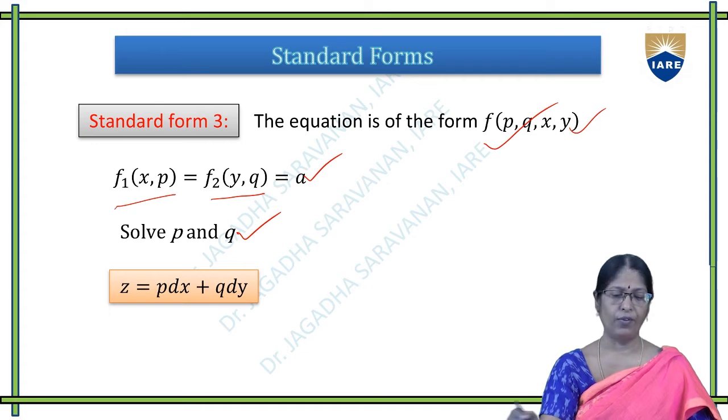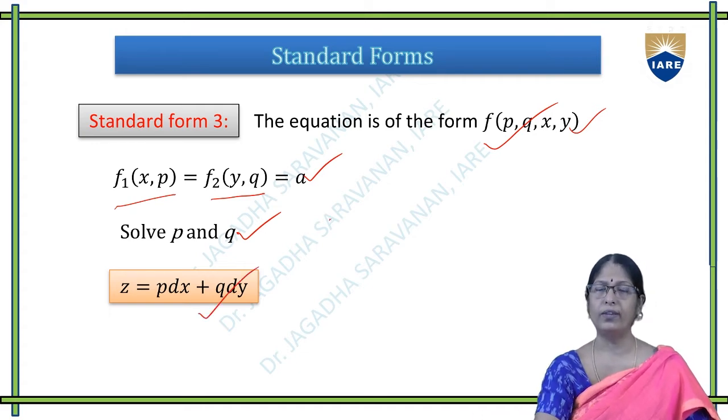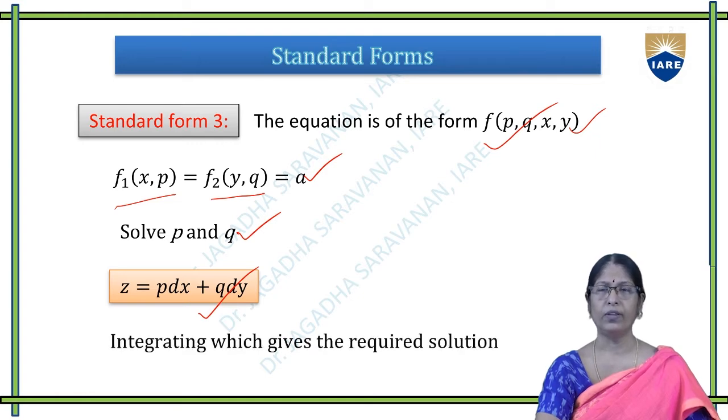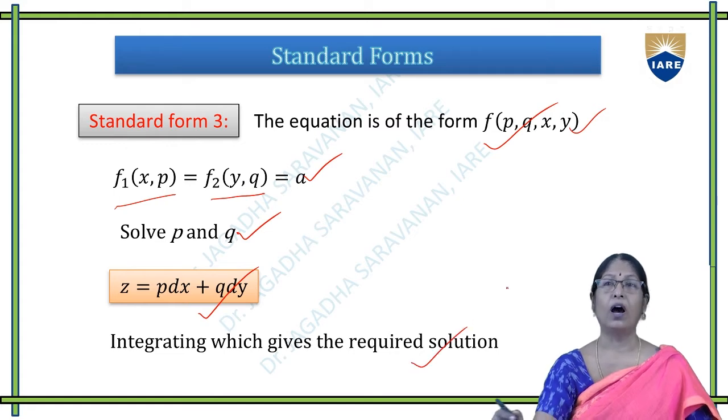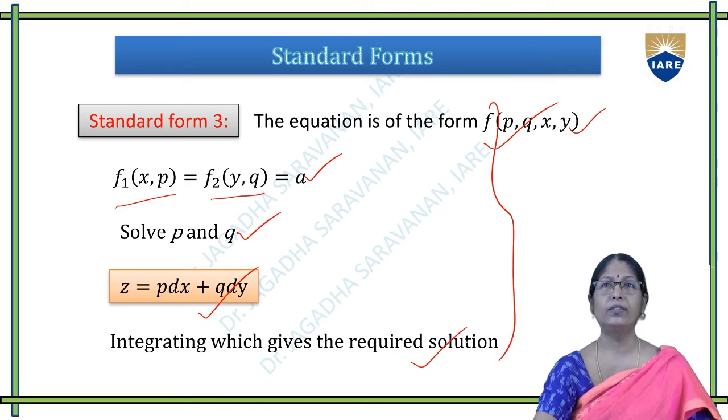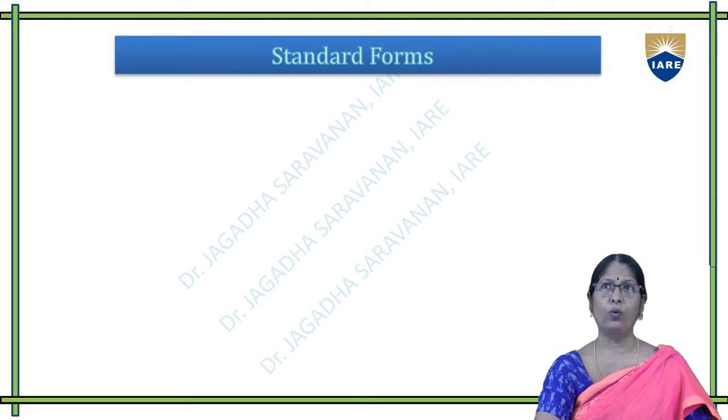After obtaining them, we have to substitute into Z equal to P dx plus Q dy. Then we will do the integration. After integrating, that result will be treated as the final result, that is our required solution. So these are the steps to be followed when our given question comes under standard form 3. Now we will move to standard form 4.